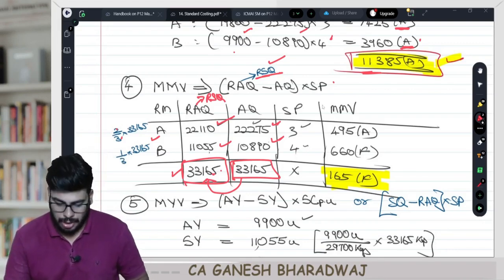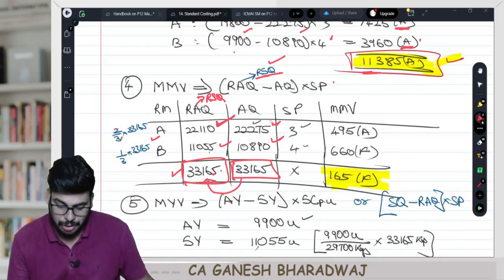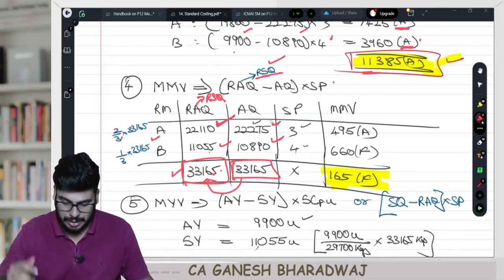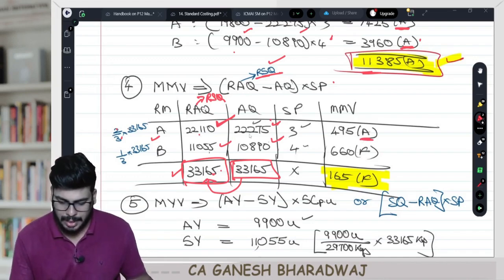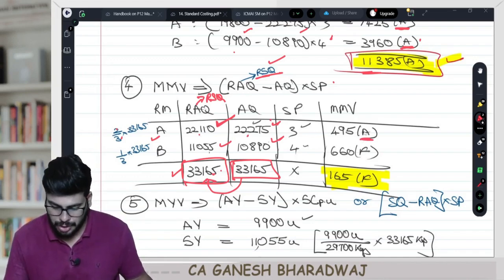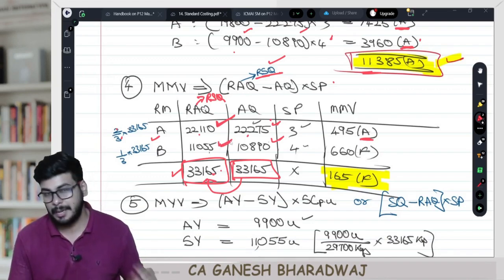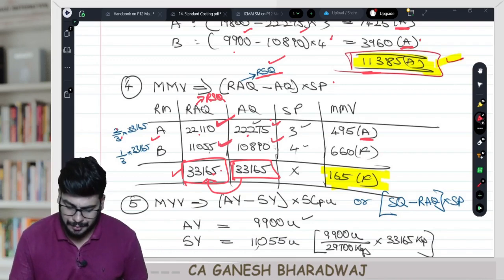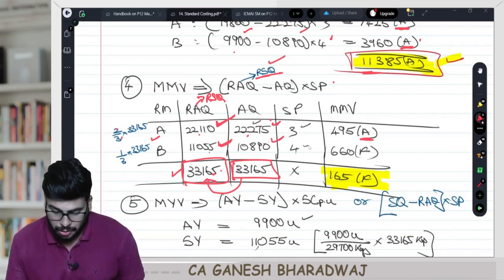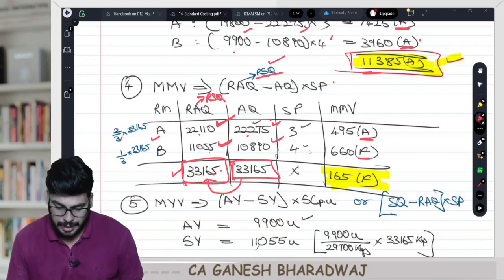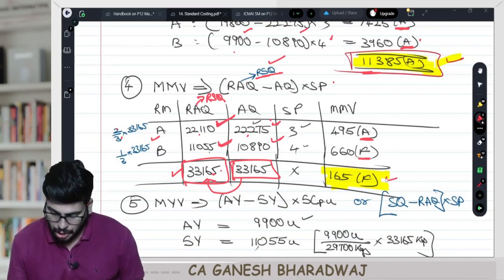So now what you do? You could have consumed 22,110. You have actually consumed more, 22,275. So clearly it's an adverse variance. You calculate 22,110 minus 22,275 into 3, and you get 495 adverse. Similarly, you could have consumed 11,055, but you've just consumed 10,890. So now clearly this is a favorable variance. Into 4, you get 660. So now overall you get a favorable variance.